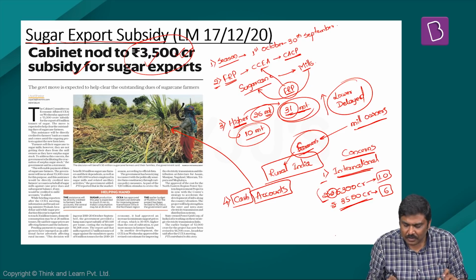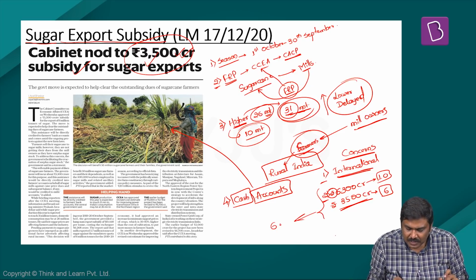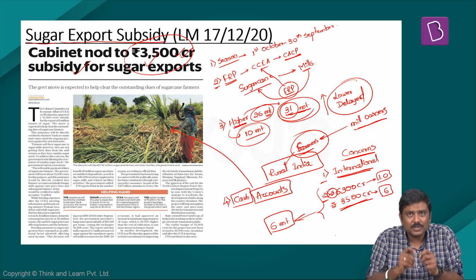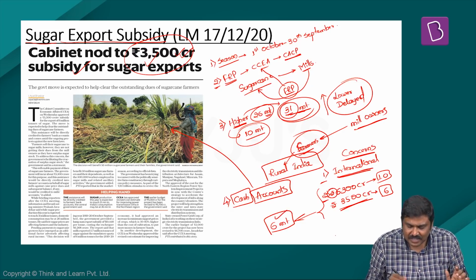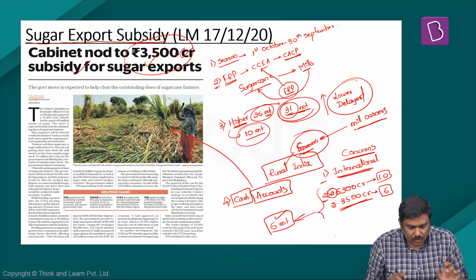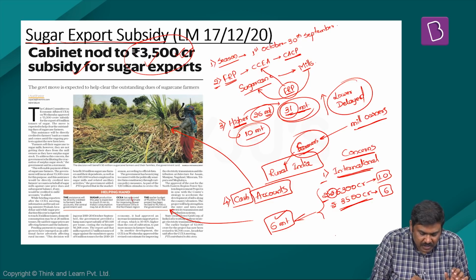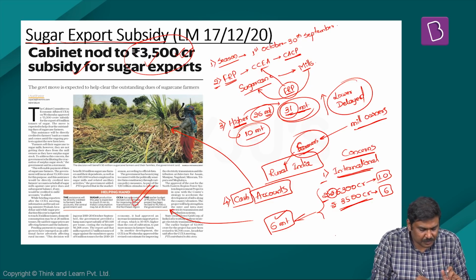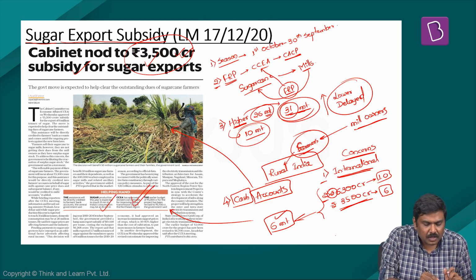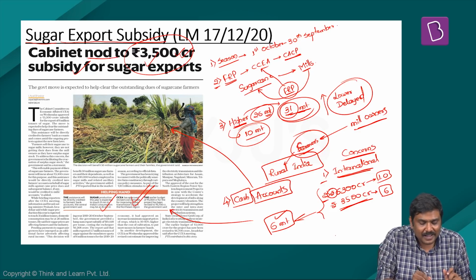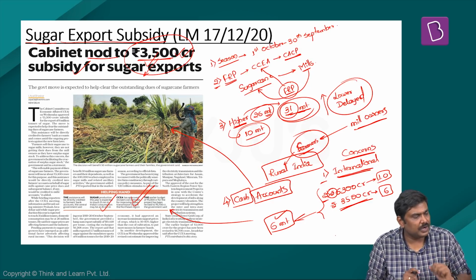In essence, what I'm trying to say is this: the amount of exports that Government of India wants to achieve under this particular scheme is 6 million tons. So these are certain very important points which have been provided in this particular article with respect to Government of India providing an export subsidy of 3,500 crore rupees to promote sugar exports.